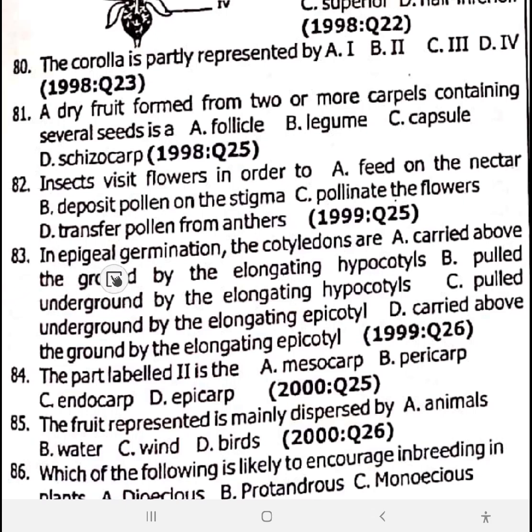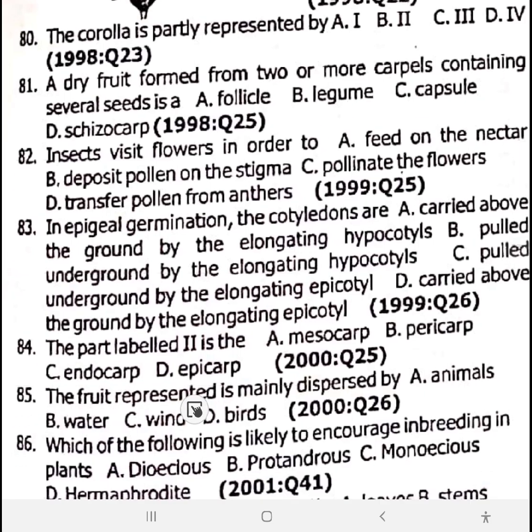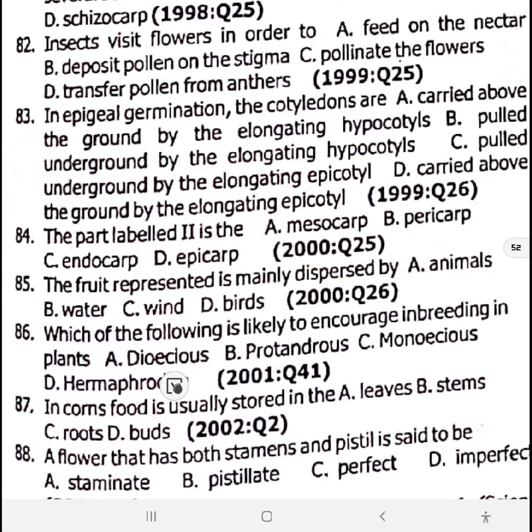83. In epigeal germination, the cotyledons are carried above the ground by the elongating hypocotyl. 83 is option A. Carried above the ground by the elongating hypocotyl. Option A. 84. The part labelled diagram is not given. 85 diagram is not given.